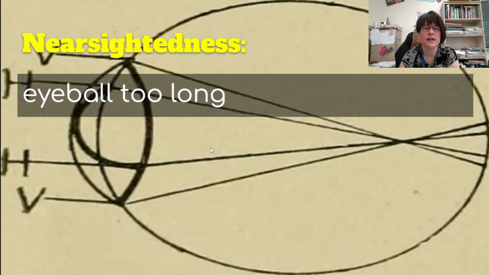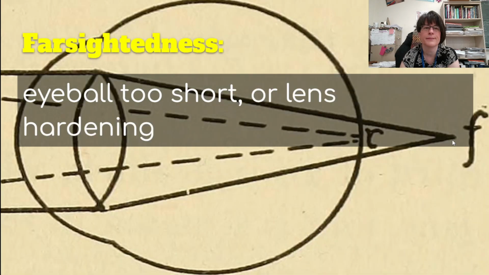Nearsightedness, if you are nearsighted, that means you can only see things up close, you cannot see them far away, and you have glasses or contacts. It means that your eyeball is too long. And so you see this focal point here where all the light rays meet. They meet here instead of on the retina where they should because the eyeball is too long.